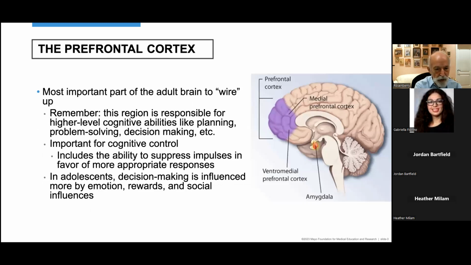The prefrontal cortex, the most important part of the adult brain, is the last to wire up. Remember, this region is responsible for higher level cognitive abilities like planning, problem solving, and decision making. It's also important for cognitive control because it includes the ability to suppress impulses in favor of more appropriate responses. This is important, particularly in adolescence.